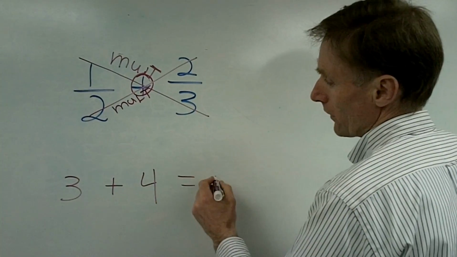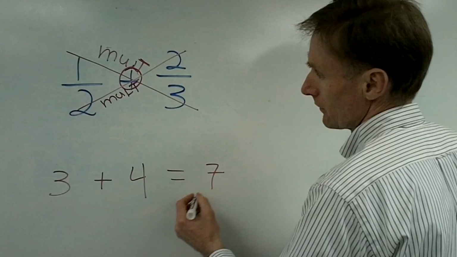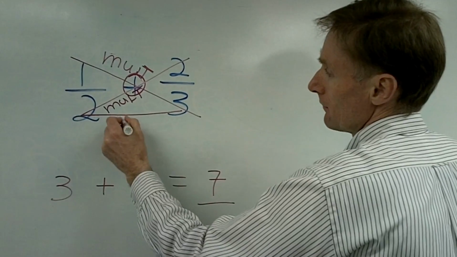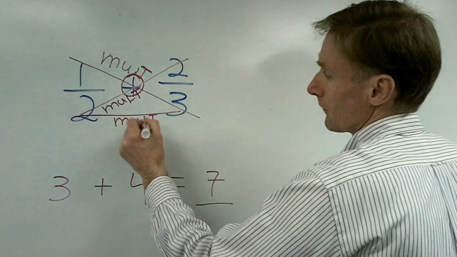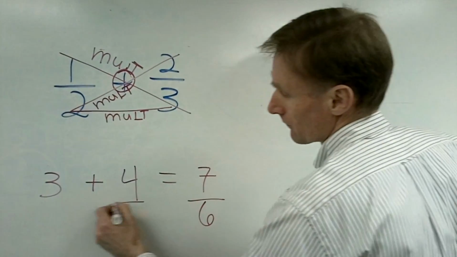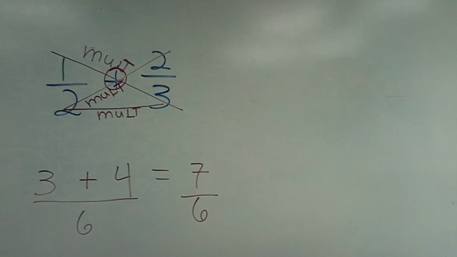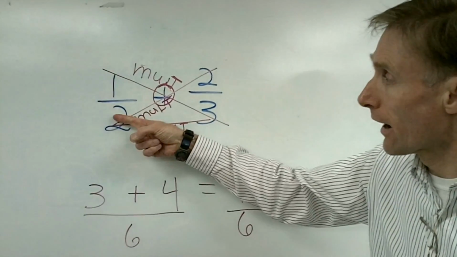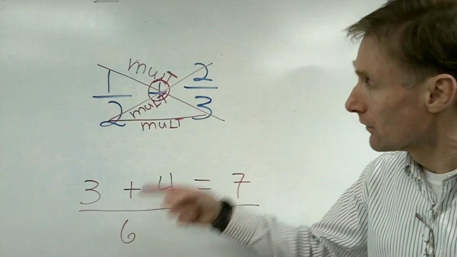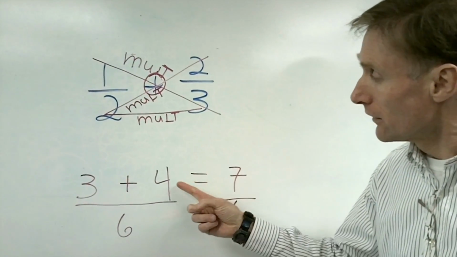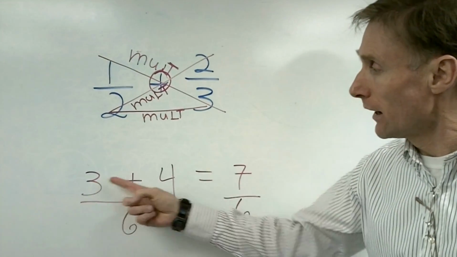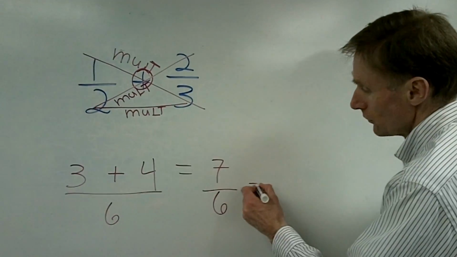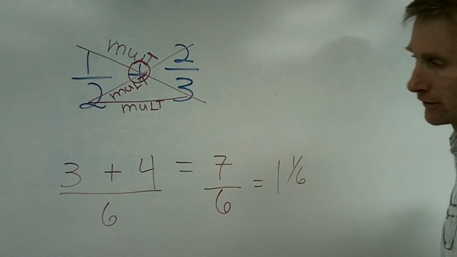That becomes your numerator, so you add it all up, which is 7. And you need the denominator, which is 2 times 3, and that will be 6. Now, what you have done is you got a common denominator. 1/2 is 3/6. 2/3 is 4/6, and you add it up, so you get 7/6. Or you could say 1 1/6.